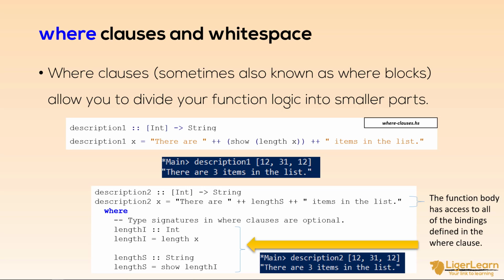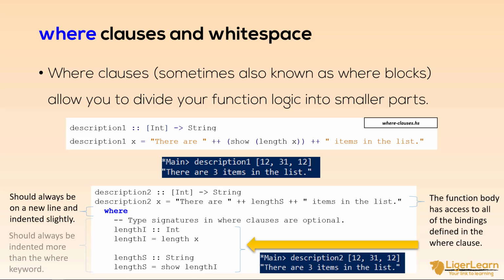Before moving on, let's discuss some important points when it comes to writing where clauses and how it relates to whitespace. You always need to place the where keyword on a new line and indent it slightly more than the function name. The convention is that the where keyword should be indented 2 spaces here. If you do not indent the where keyword, you get a parse error indicating you need to fix the whitespace in your code.